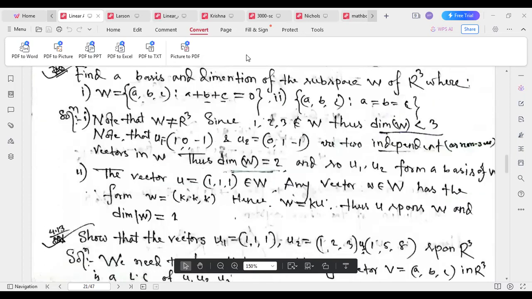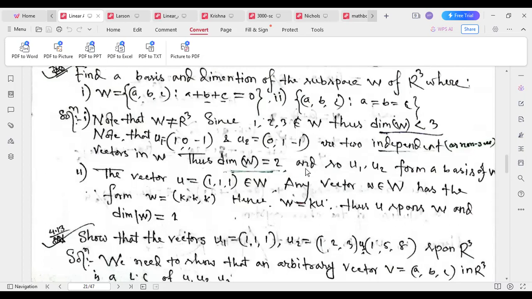Now find the basis and dimension of the subspace W of R3, where W = {(a, b, c) such that a + b + c = 0}, and then {(a, b, c) such that a = b = c}. Note that W is not all of R3, because (1, 2, 3) doesn't belong to W, thus the dimension of W must be less than 3. Note that u1 = (1, 0, -1) and u2 = (0, 1, -1) are two independent non-zero vectors in W. Thus the dimension of W equals what? 2. So u1, u2 form a basis.